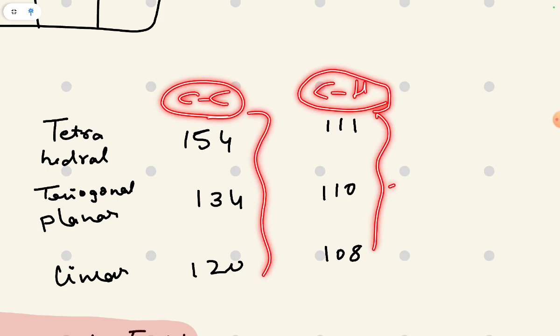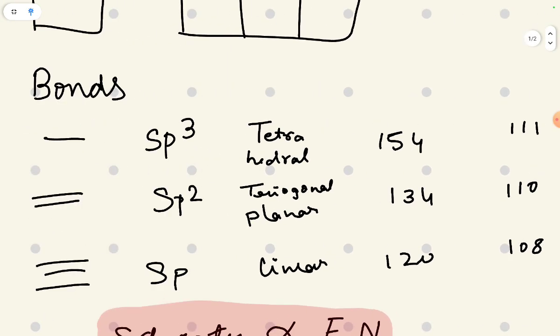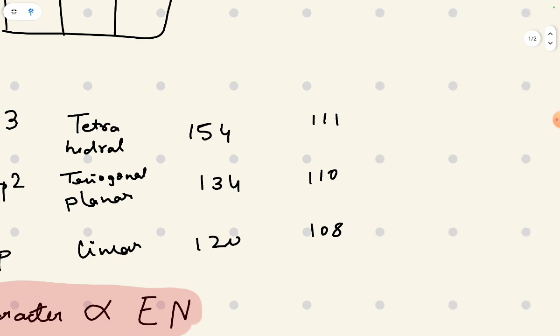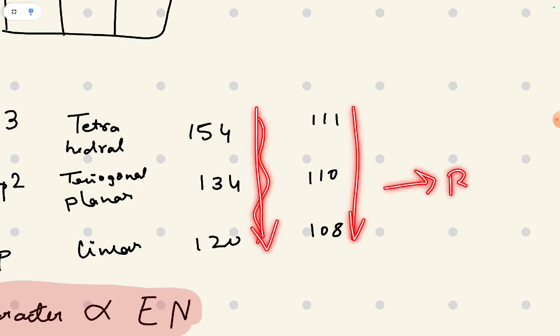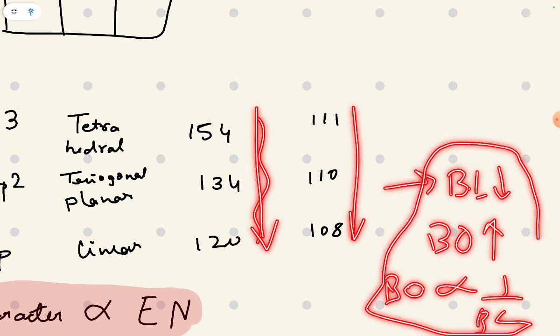We can see this trend in the periodic structure. As bond order increases, bond length decreases. In a single bond it's 154, in a double bond 134, and in a triple bond it's 120. The same trend can be seen here too: it's also decreasing, because bond length decreases when bond order is more. Bond order is inversely related to bond length.